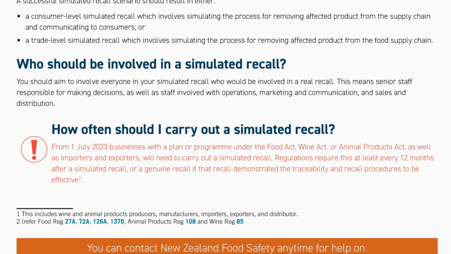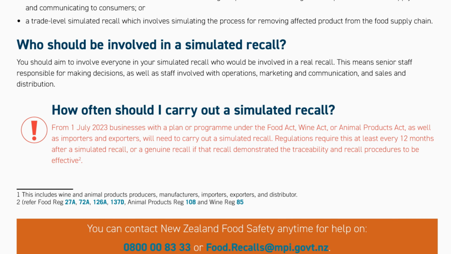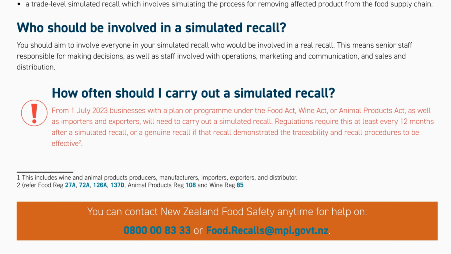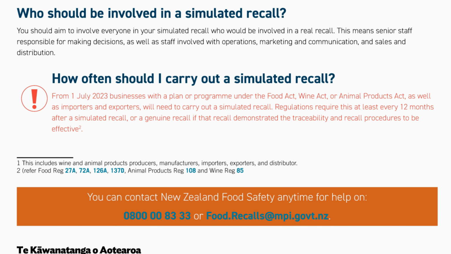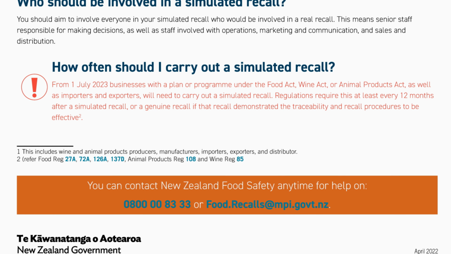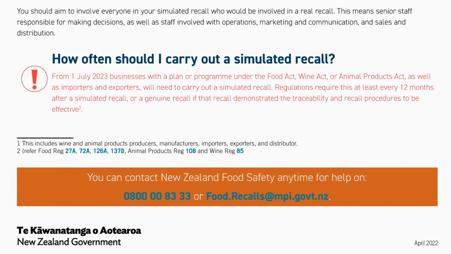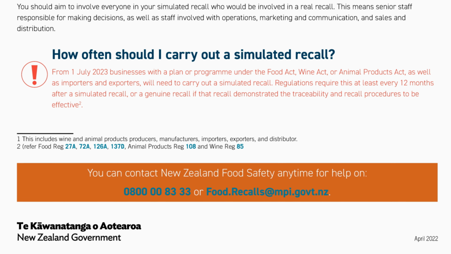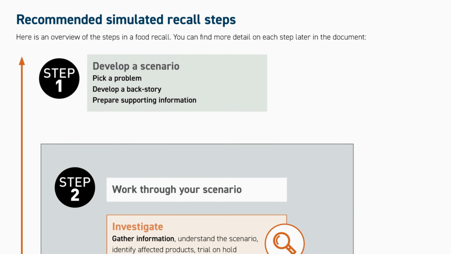From the 1st of July, 2023, businesses with a plan or program under the Food Act, Wine Act, or Animal Products Act, as well as importers and exporters, will need to carry out a simulated recall. Regulations require this at least every 12 months, and after a simulated recall or a genuine recall, if that recall demonstrated the traceability and recall procedures to be ineffective. You can refer to the specific regulations as detailed. Note that you can contact New Zealand Food Safety anytime for help by calling this number or using this email address.